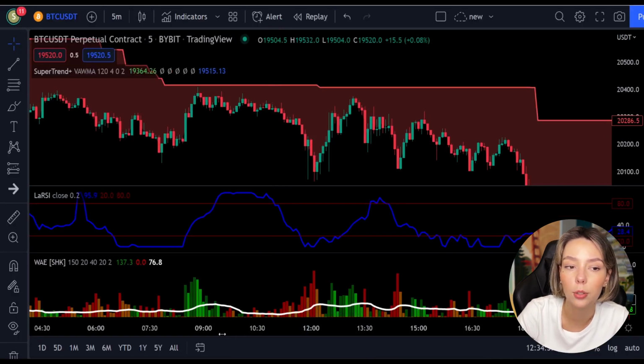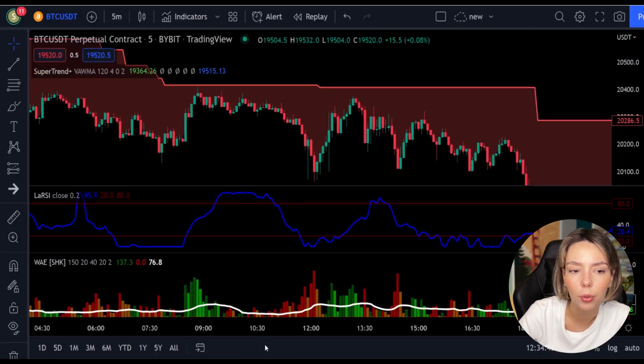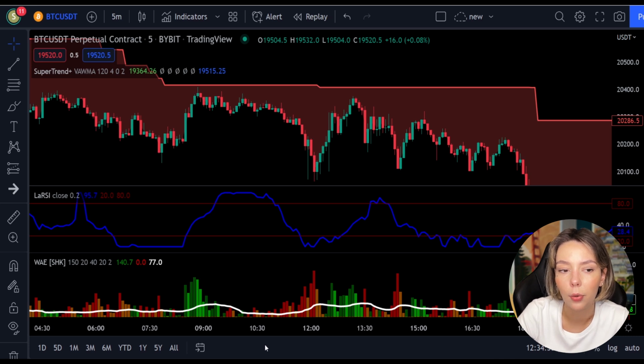Number 3. On the Veda Eta Explosion, the bar needs to be colored in dark red, and it needs to break above the explosion line, exactly like this. Once all these conditions are met, you can go in for a sell trade right at the close of that candle.